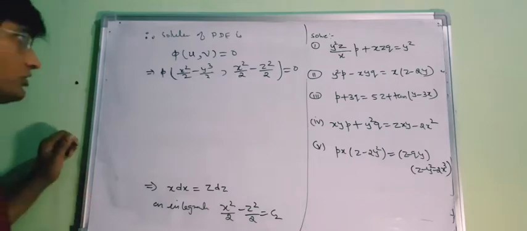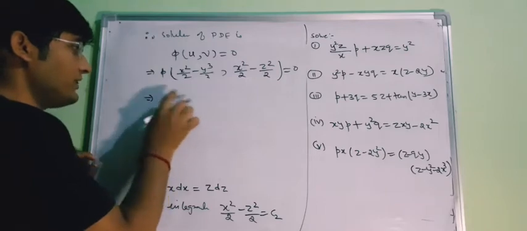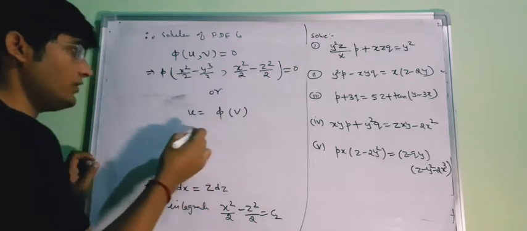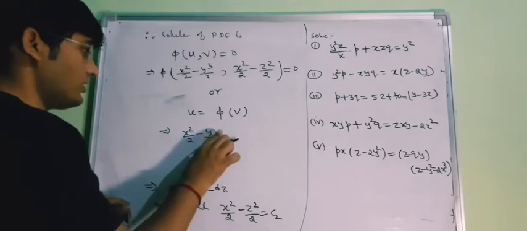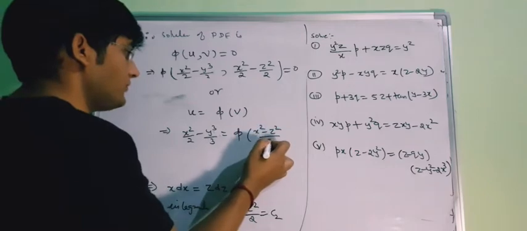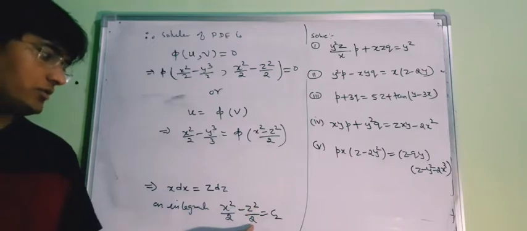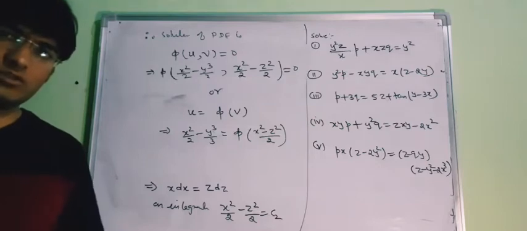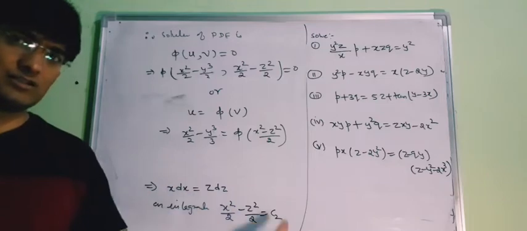And the same solution can also be written as u equal to phi of v. So that means x square by 2 minus y cube by 3 equal to some function of x square minus z square by 2. We can also remove this 2, because if we take LCM, then we will get x square minus z square equal to 2 times c2, and 2 times c2 is again a constant, so we can assume that constant as capital A, or you can say that is equal to c3.